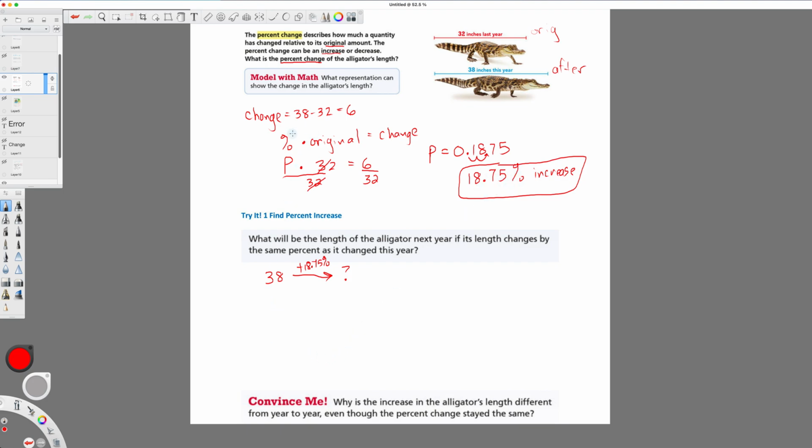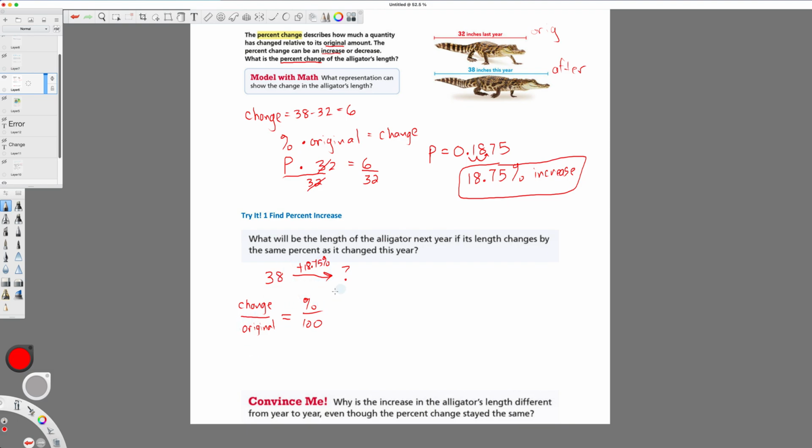Well, let's think about it. In this equation, the original amount is now the 38 because we're starting at this year. And this year is what will change for next year. So the original amount for this question is going to be the 38. And we know the percent. So I know both of these pieces. But let's do it with a proportion here. The proportion, pretty straightforward. It is the change compared to the original is the percent change out of 100.